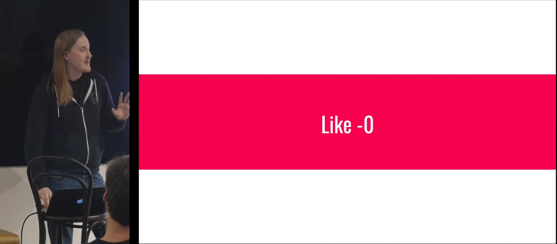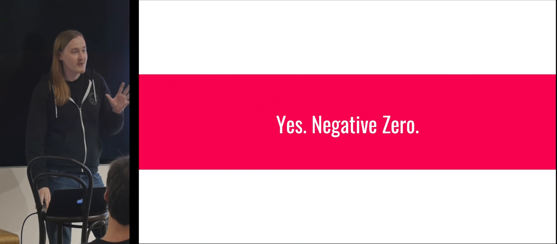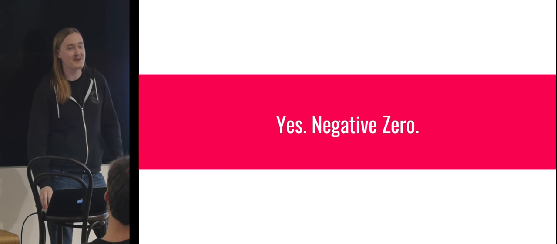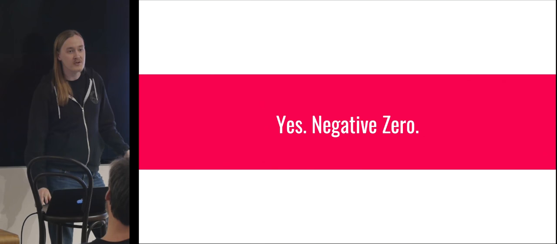It's weird. So, for example, Script has the concept of negative zero. Yeah, it has negative zero. It's different from normal zero. All the arithmetic is the same, but if you hash zero and hash negative zero, you're going to get different things.